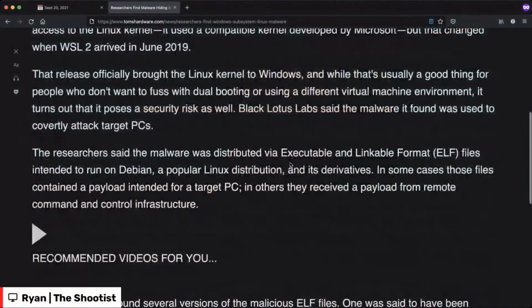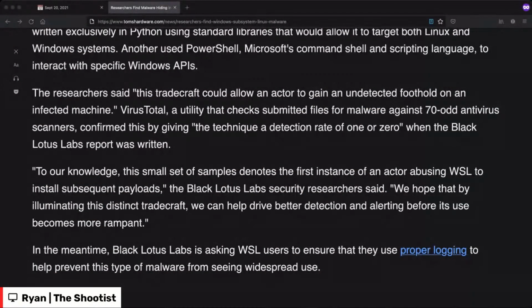Well, are you saying that this quote from Black Lotus is not correct when they say that, to our knowledge, this small set of samples denotes the first instance of an actor abusing WSL to install subsequent payloads? Yeah, that is an incorrect statement. Disappointment. I'm sorry.